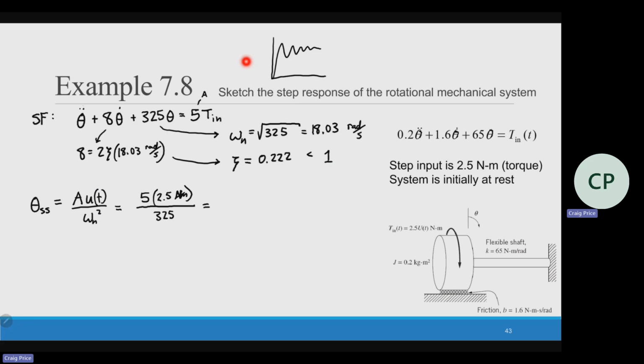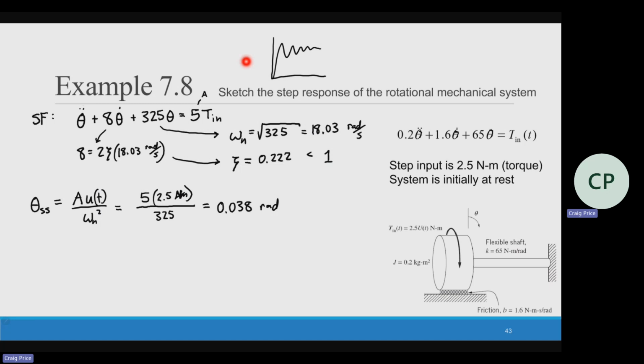So this is 12.5 over 325, which is 0.04. Give me another decimal. Cool. 0.038 radians. All right. So that is helpful.